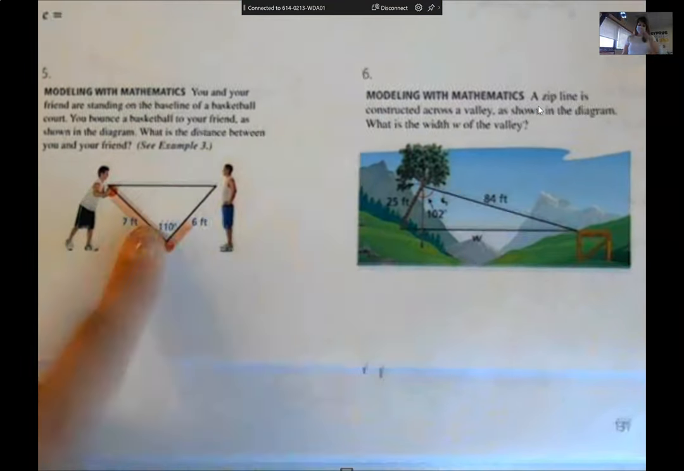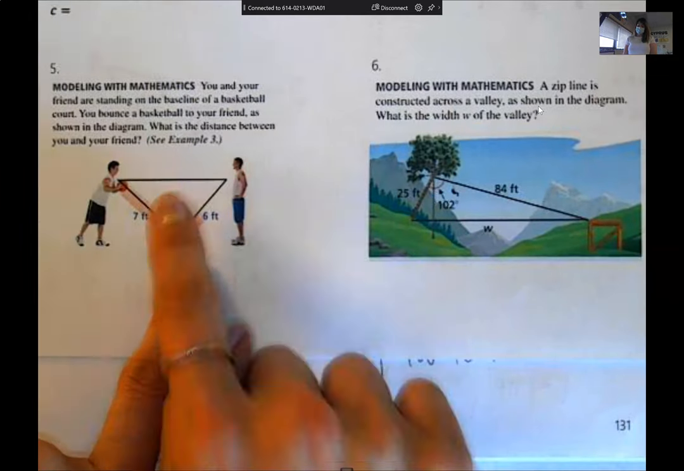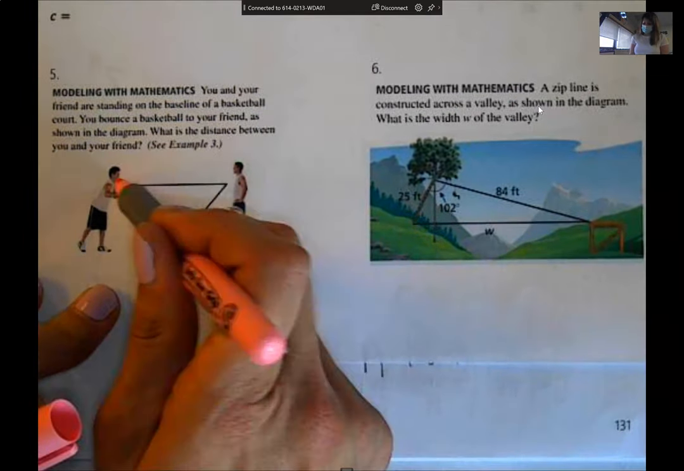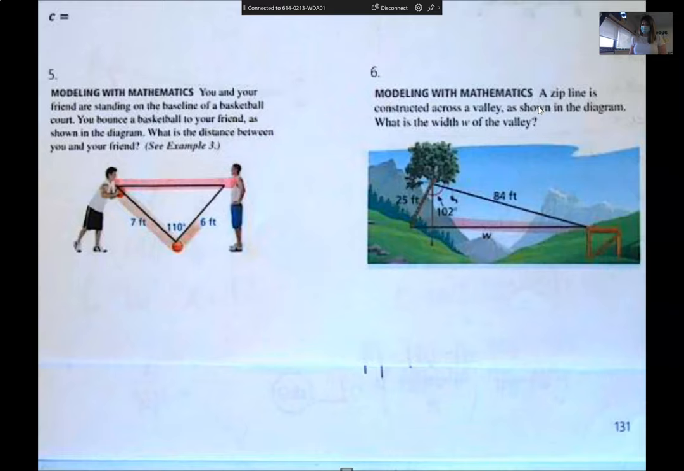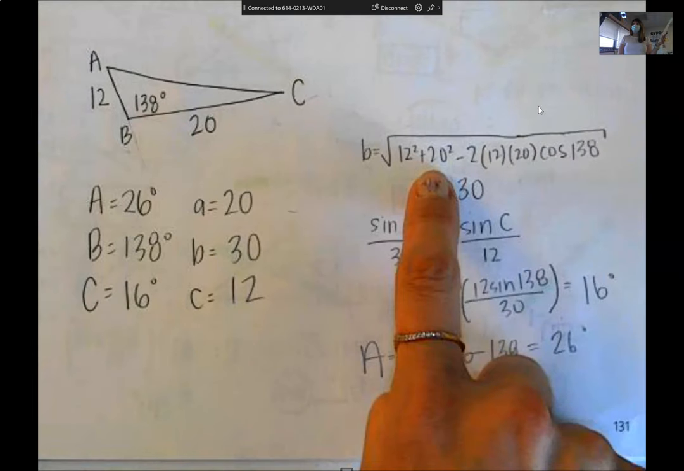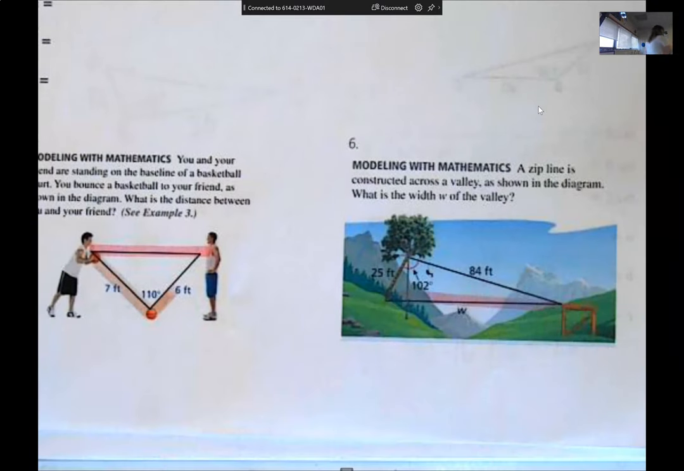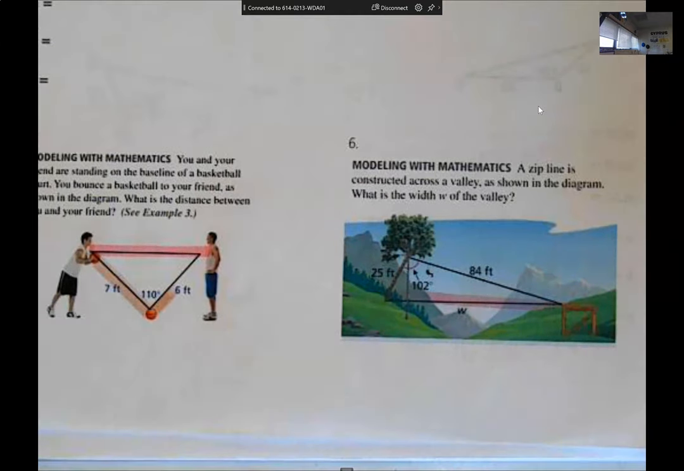But just remember, all you have to do on these ones is find the side. So you don't have to solve the triangle. In this one, they want you to find the distance between the players. And in this one, they want you to find the distance across the valley. So all you have to do is step number one for the last two problems. You can handle this, yes? Okay. Just like before, I'll have you work on it for like 10 minutes and then I'll publish it so that you can check your answers. I guess I should stop.